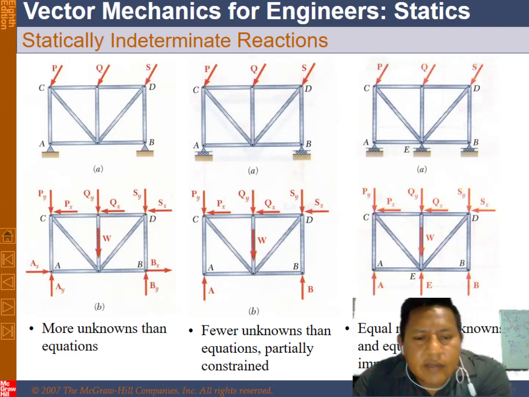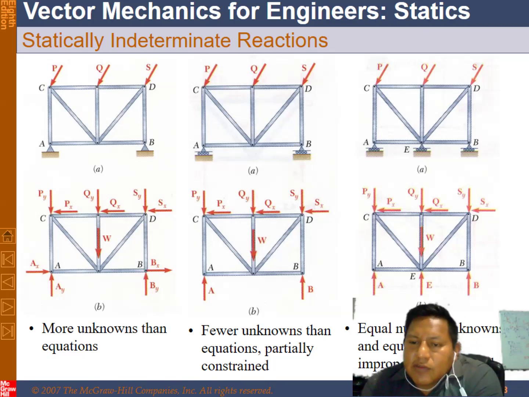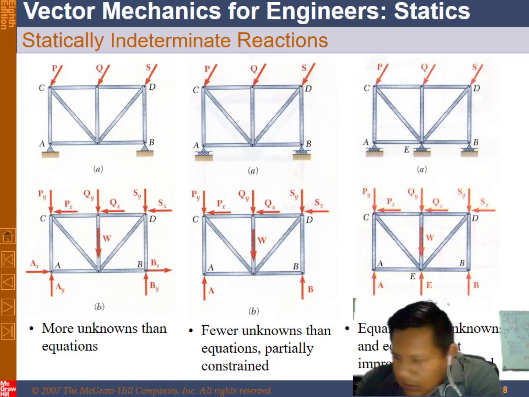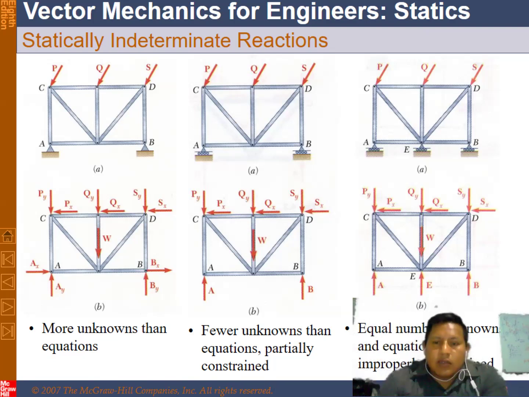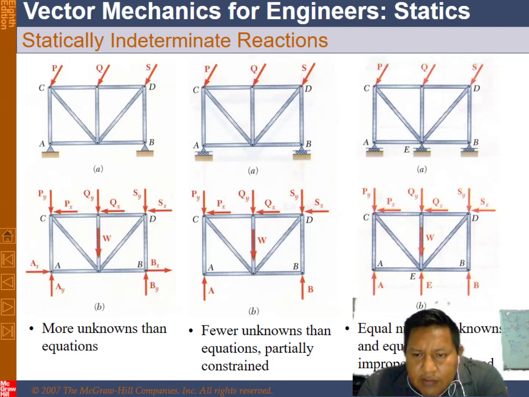Check it out, review. More unknowns than equations: yes, they have a good reason. Fewer unknowns than equations means partial constraining. This is true. An equal number of unknowns and equations, it's the same. It's the same for the unknowns, the same as the equations.